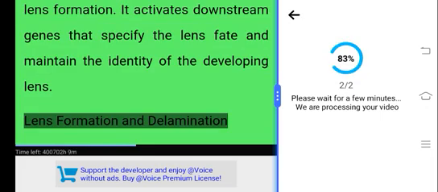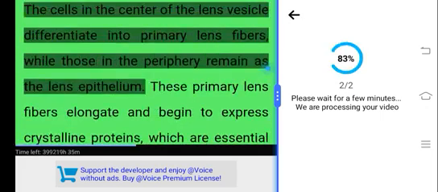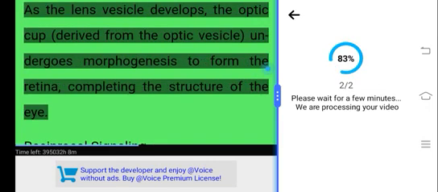Lens formation and delamination. The lens placoid eventually invaginates and forms the lens vesicle. This is a crucial step in lens formation. The cells in the center of the lens vesicle differentiate into primary lens fibers, while those in the periphery remain as the lens epithelium. These primary lens fibers elongate and begin to express crystalline proteins, which are essential for the transparency and refractive properties of the mature lens. As the lens vesicle develops, the optic cup derived from the optic vesicle undergoes morphogenesis to form the retina, completing the structure of the eye.